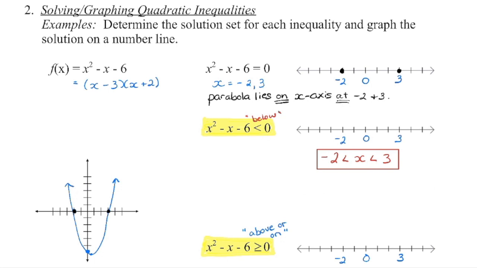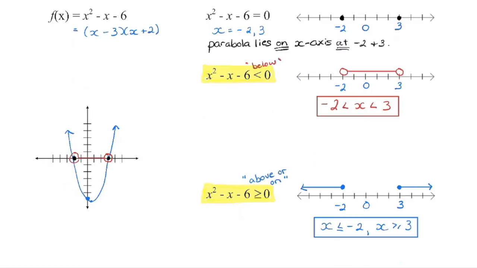And again, you can always test a value, so choose any value for x in between here, substitute it back in, and you should get a negative value. Now, in terms of graphing this on the number line, because we are not including those values, we're going to use open circles for the -2, open circle for the +3, and it's going to be every value of x in between there. What are the values of x that would make this greater than or equal to 0?